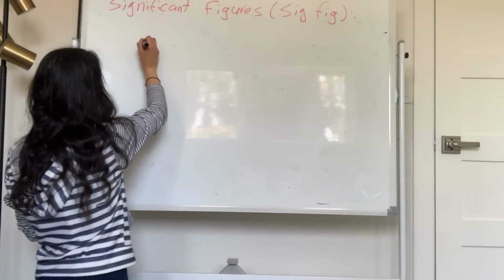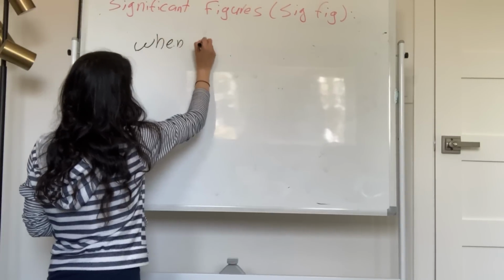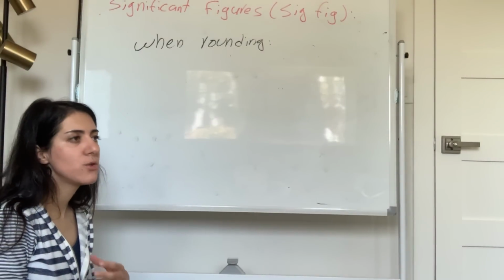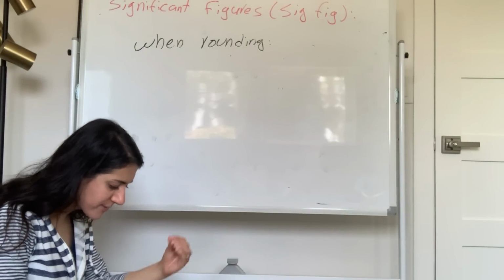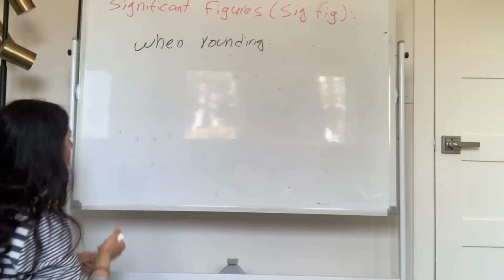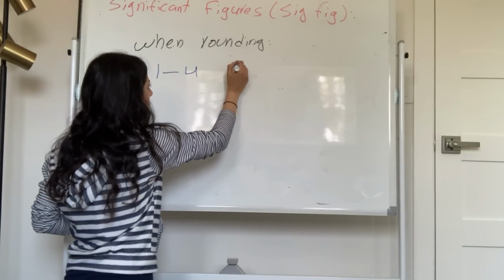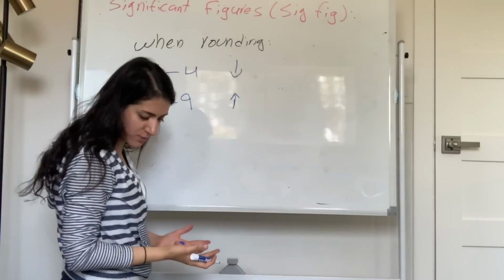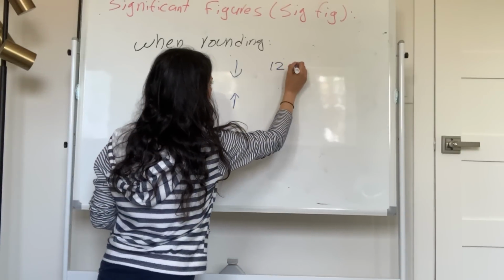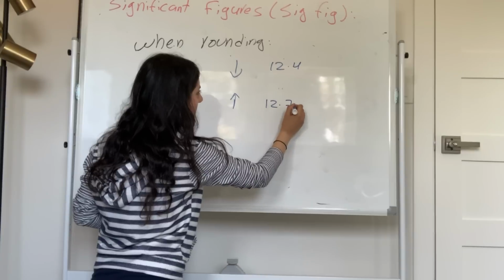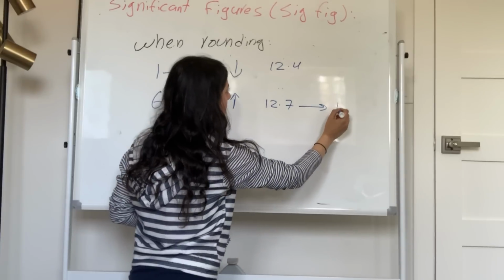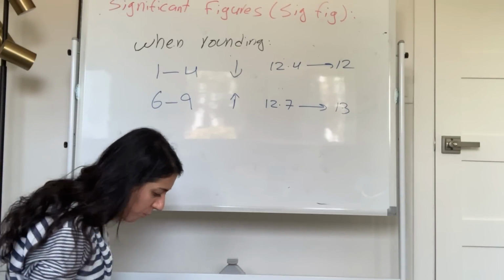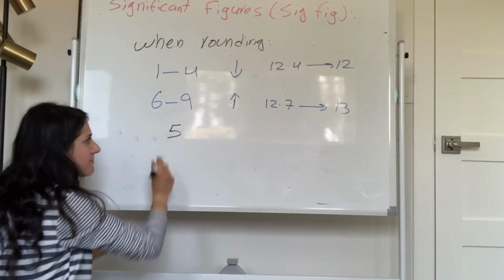Let's do this. Now, when you're rounding the final answer, first of all, when do you round? You round when you want your final answer to match the number of significant figures. When you have 1 to 4, you always round down. When you have 6 to 9, you round up. So for example, if I have 12.4 and 12.7 to round to 2 sig fig, this would be 12, and this would be 13. Now, what happens if you have 5?